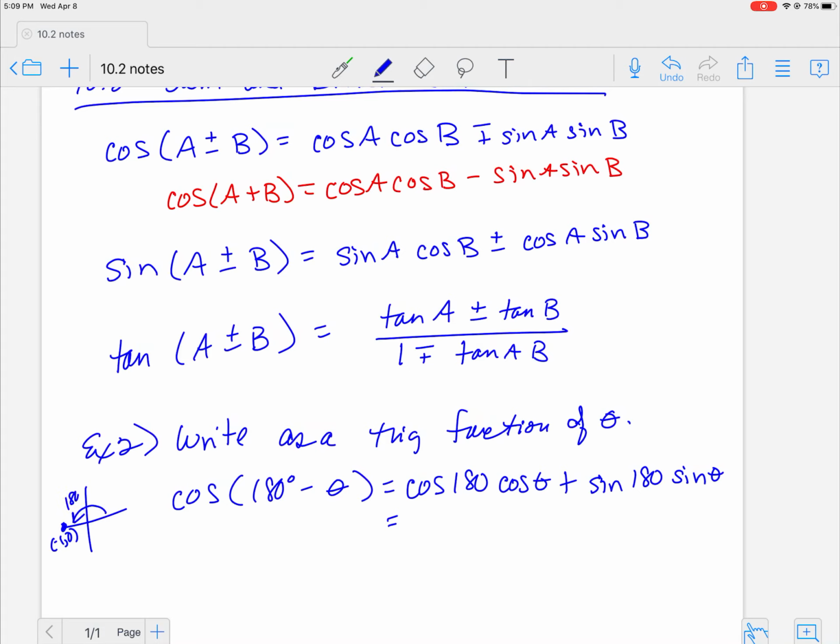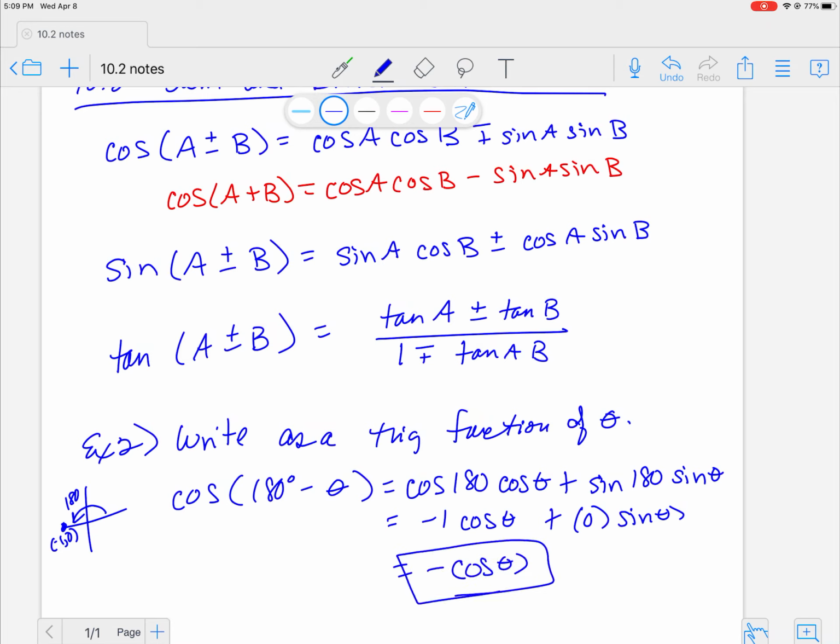If I'm looking here, I know cosine of 180, if you're looking at your unit circle, I'm telling you the unit circle is a big, big deal. Cosine of 180 is over here, so I know my point is negative 1, 0. This is 180. So I end up with negative 1 times cosine theta. The sine, which is my y value, ends up being 0 times the sine of theta. So I end up with negative cosine theta.